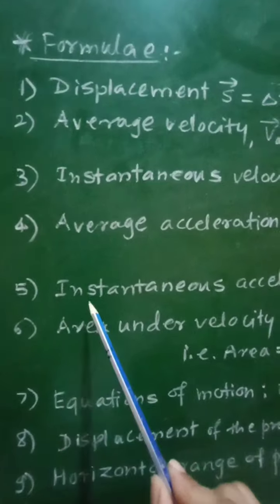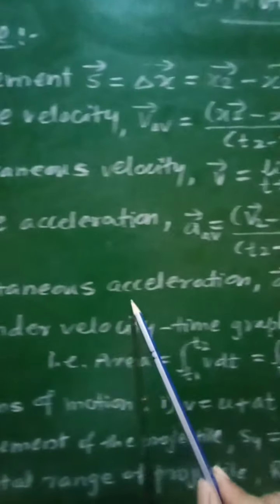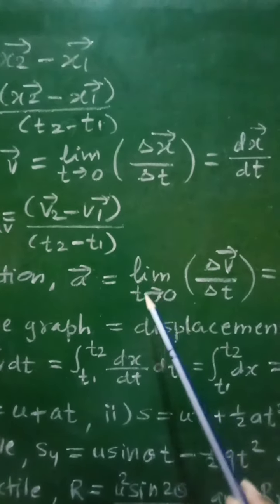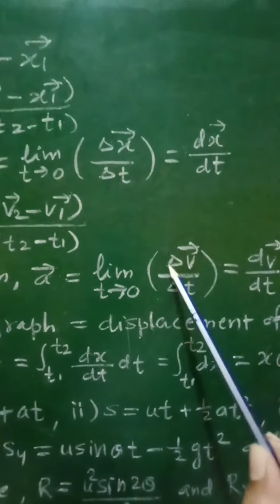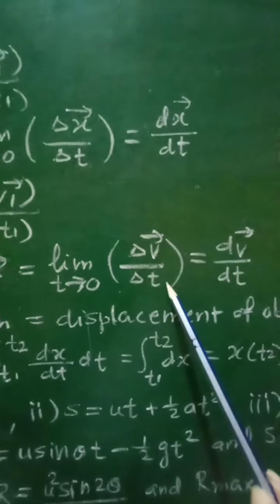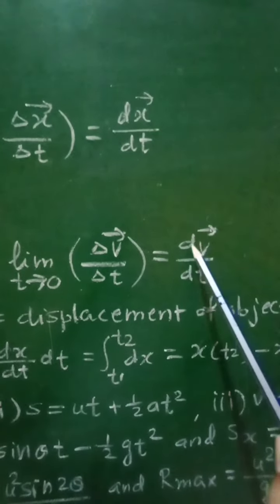Fifth formula gives the instantaneous acceleration. That is vector a is equal to limit t tends to 0, vector delta v upon delta t, which is equal to vector dv by dt.